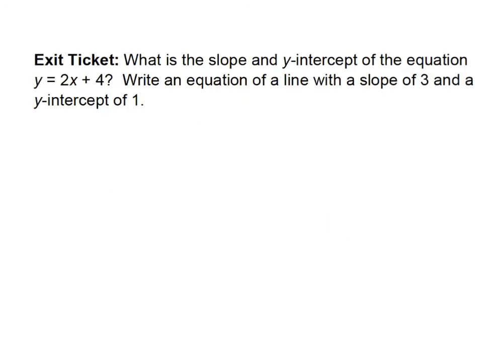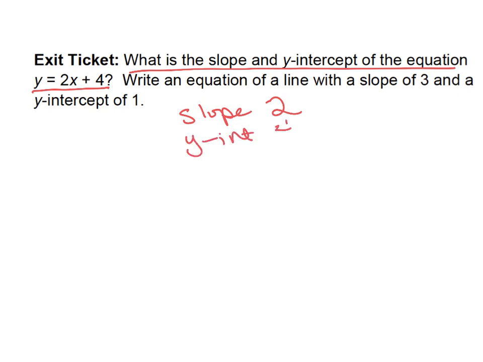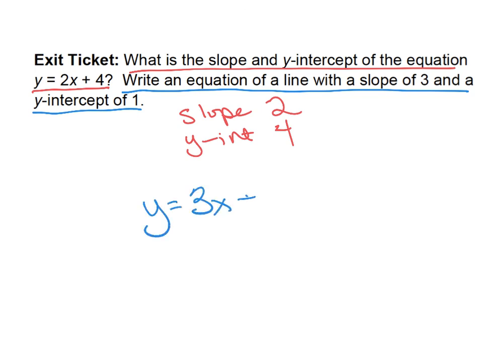So our exit ticket, we've got 2 questions here. What is the slope and the y-intercept of the equation y equals 2x plus 4? Well, our slope is 2, and our y-intercept is a positive 4. Our second question is to write an equation of a line with a slope of 3 and a y-intercept of 1. So y equals 3x plus 1.